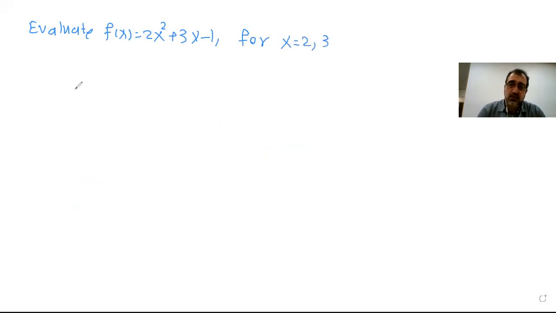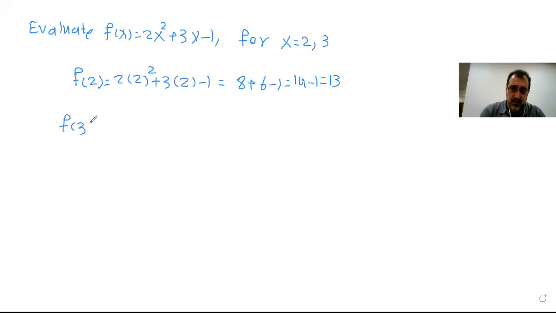If that's the case, all you need to do is substitute x with 2 and 3 and solve for y. F of 2 equals 2 times 2 squared plus 3 times 2 minus 1. So 2 squared is 4, times 2 is 8, plus 6 minus 1: 14 minus 1 ends up with 13. Then for f of 3 we have 2 times 3 squared plus 3 times 3 minus 1. We have 9 here, 18 plus 9 minus 1: 27 minus 1 is 26. This is one example.